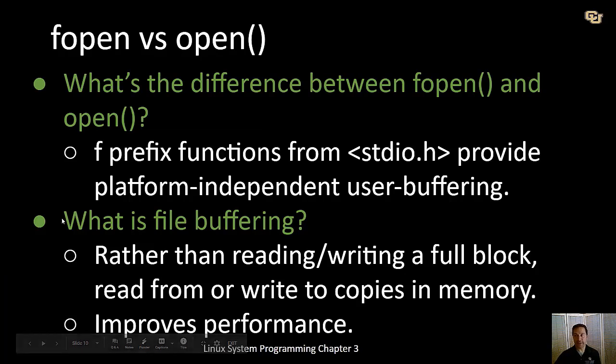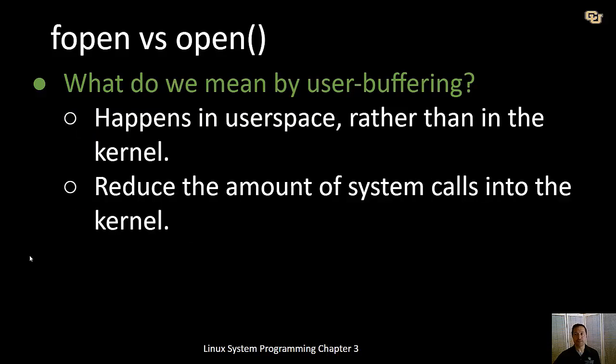So again, the difference between fopen and open is just that the F prefix functions from standard I/O are going to provide the platform independent user buffering. There's more detail on this in Linux System Programming Chapter 3, but ultimately file buffering just means that rather than reading and writing a full block, you're going to be reading and writing copies in memory, and that can improve performance.